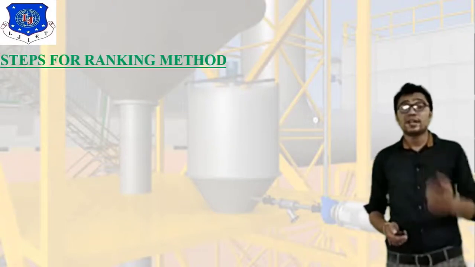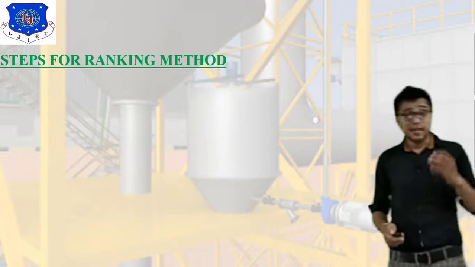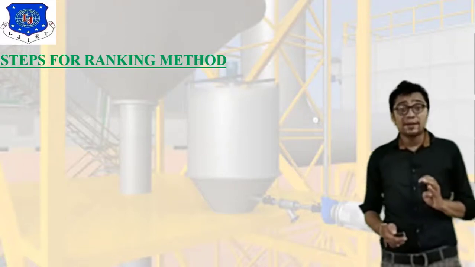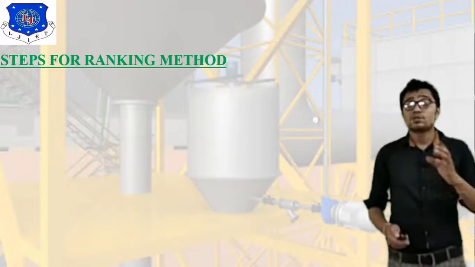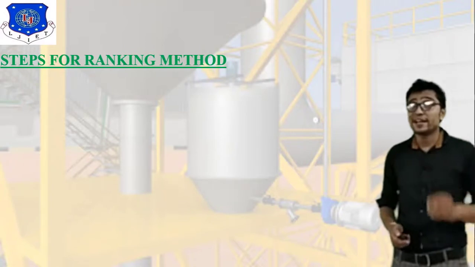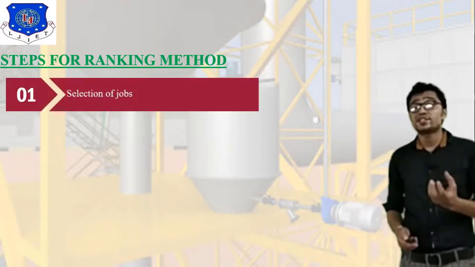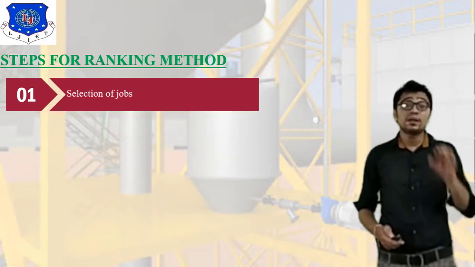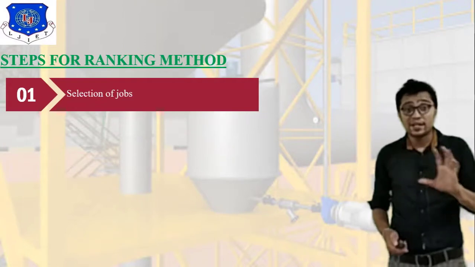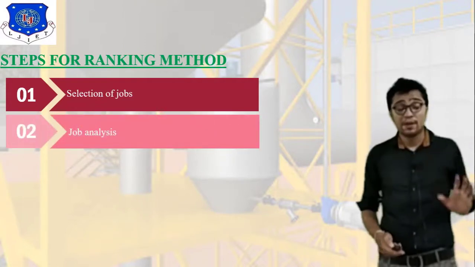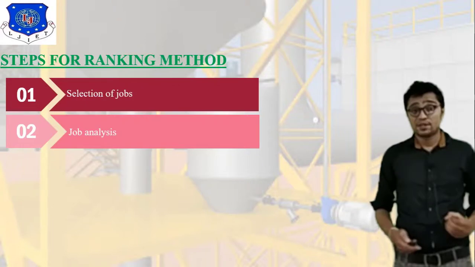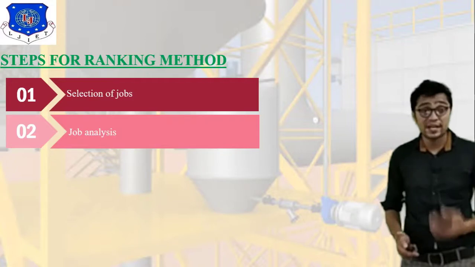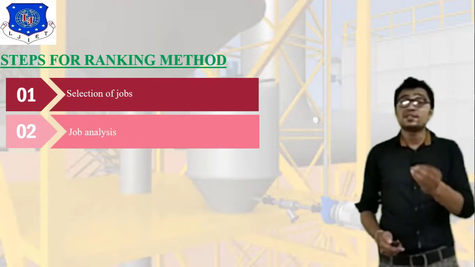Next topic is steps for the ranking method. There are four methods: ranking method, classification method, point rating method and factor comparison method. The first and important method is the ranking method. First of all, what do you understand by the ranking method? The first step is selection of that particular job. Number two is job analysis, which depends on production, design, and quality checking.